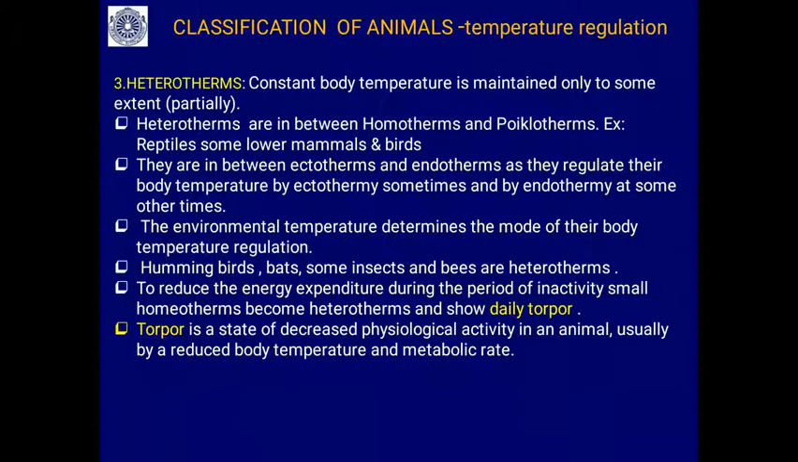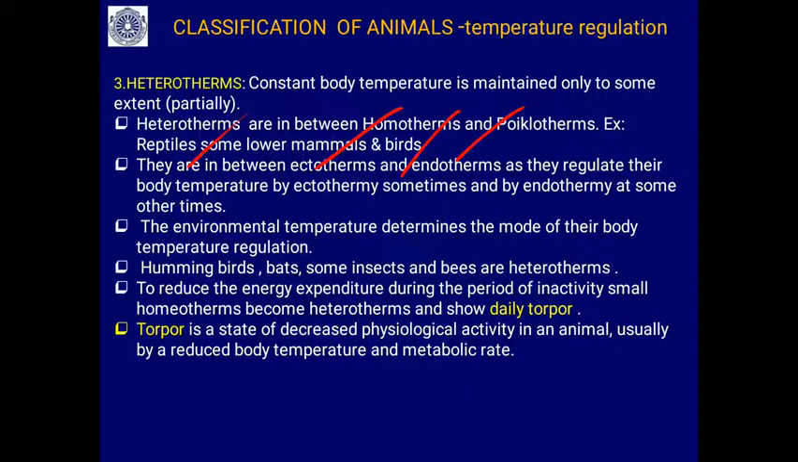So what are the heterotherms? The constant temperature is maintained only to a certain extent, not fully. They are in between poikilotherms and homeotherms. Examples are the reptiles, lower mammals and some birds.